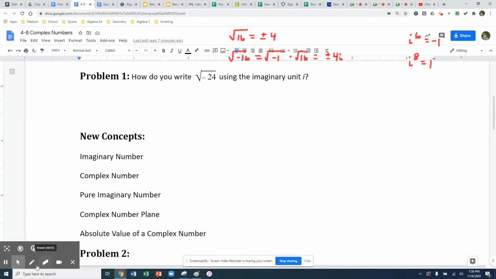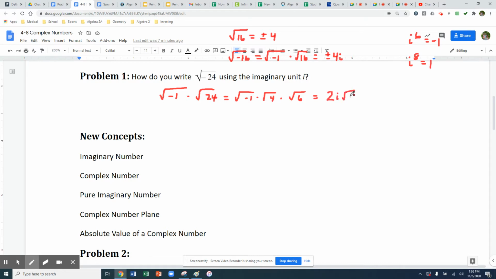So problem 1: how do we simplify the square root of a negative? We're going to take the square root of -24, and we'll think of it as the square root of -1 times the square root of 24. 24 is not a perfect square, but it does have perfect squares in it, so we'll take the square root of 4 times the square root of 6. The square root of -1 is i, the square root of 4 is 2, so we'll have 2i root 6. And that is our simplified version of the square root of -24.